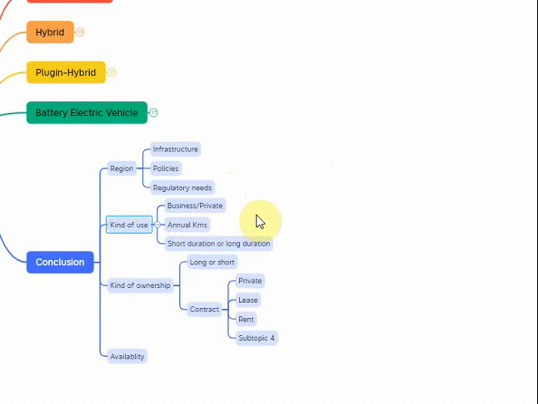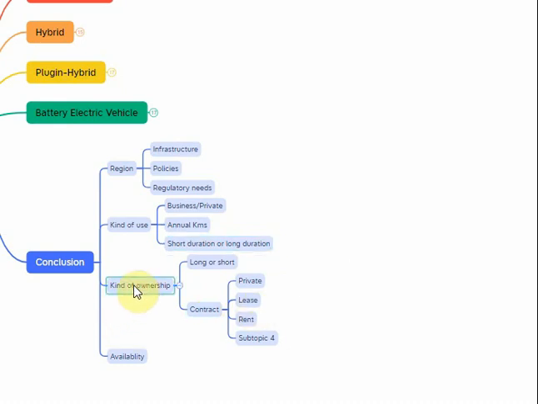Second is the kind of use, meaning whether it's business or private use. If you're driving for business reasons, there could be some advantages of using an electric vehicle, because there are many advantages, especially when it comes to the carbon footprint. This could in future force more and more companies to use electric vehicles. And then finally your annual kilometers, so what kind of mileage you're expecting annually. This is also an important factor for your battery electric vehicle, especially from a financial point of view. And also what kind of trips you have. Do you have short trips or long trips? This is also a very important point while considering the vehicle type.